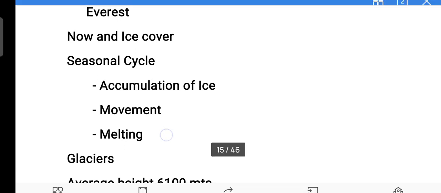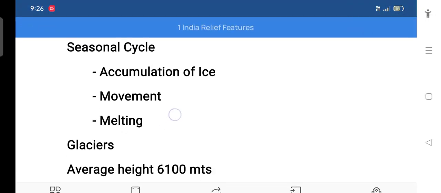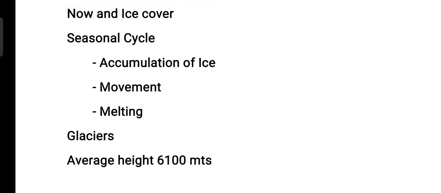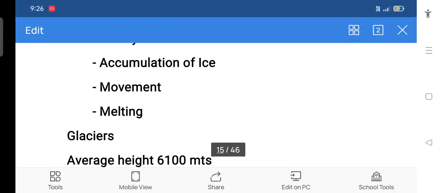And in the third stage, the total ice starts melting. As a result, this forms a river of snow. Okay, what is a river? Actually, a stream containing water is called a river, but here we could not say it is a river. Why? It contains snow only, that's why it is called a glacier, not a river.